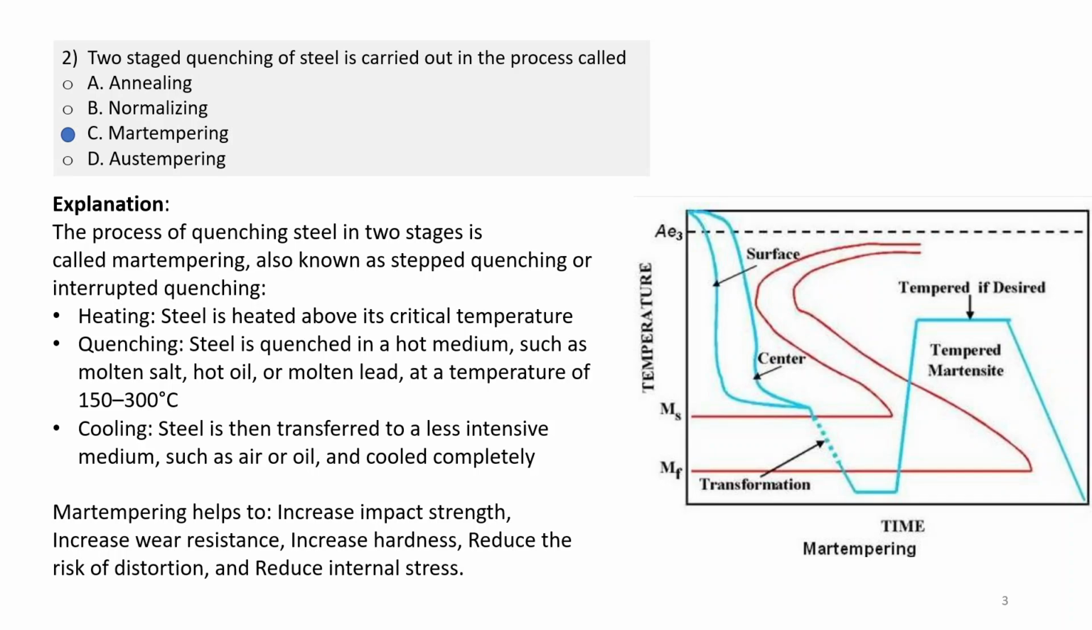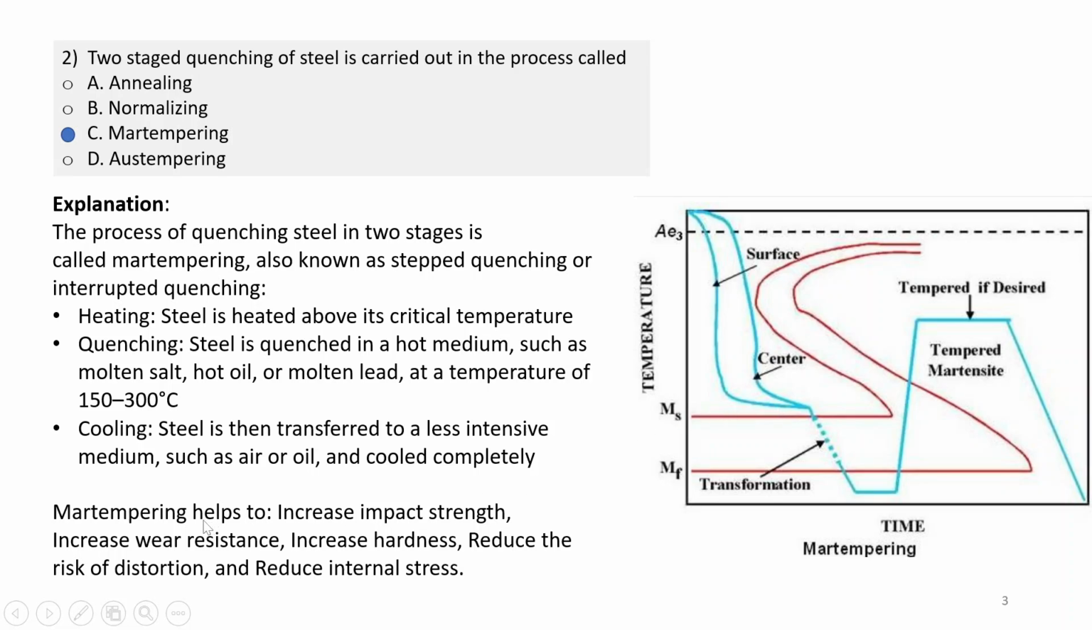Firstly, heating. Steel is heated above its critical temperature. Quenching: the steel is then quenched in a hot medium such as molten salt, hot oil or molten lead at a temperature of 150 to 300 degrees Celsius. And in this cooling, steel is then transferred to a less intensive medium such as air or oil and cooled completely.